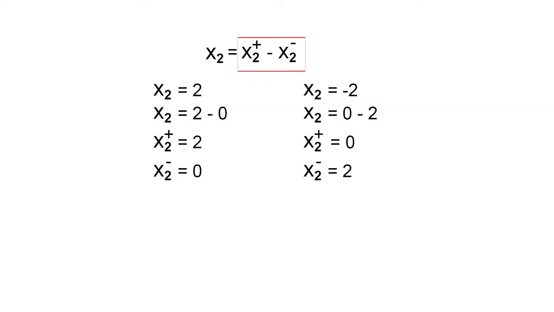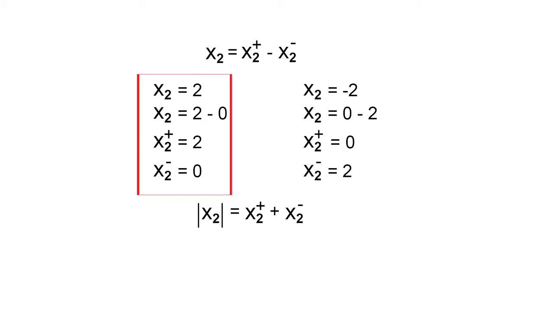With this transformation, we can now note that the absolute value of x sub 2 can be transformed into x2 plus plus x2 minus to denote that the absolute value will always be a positive value. Let's take a look at this case again. If x2 is equal to 2, the absolute value of 2 will be equal to 2. Therefore, x sub 2 plus will be 2 and x sub 2 minus will be 0. Therefore, the absolute value of x2 is still equal to 2.